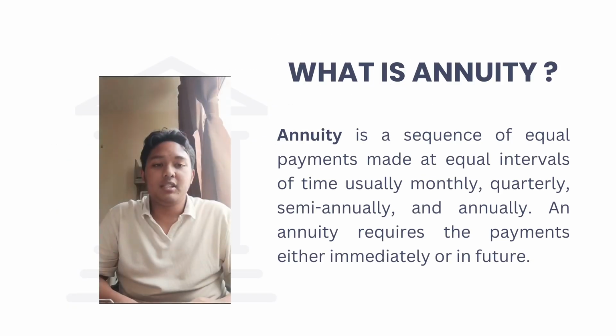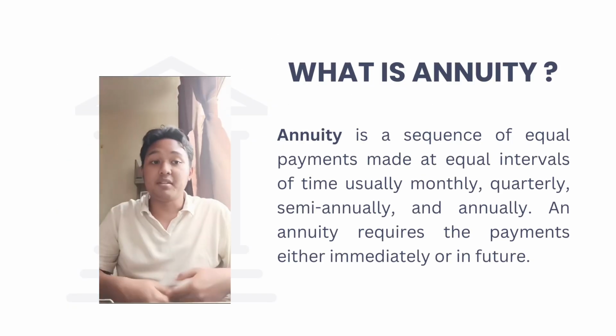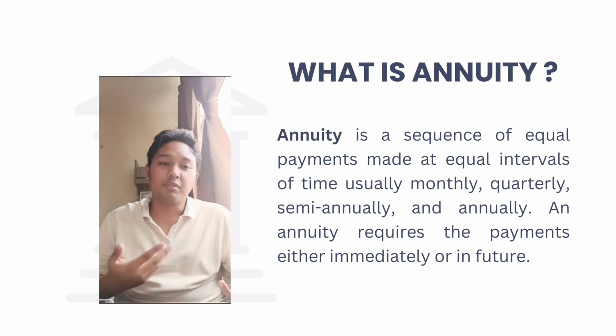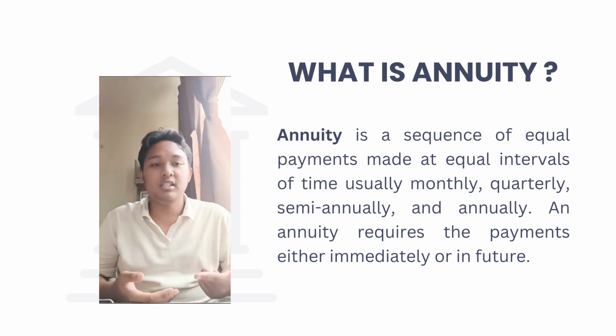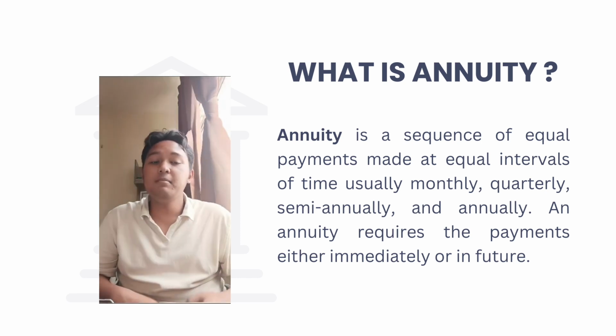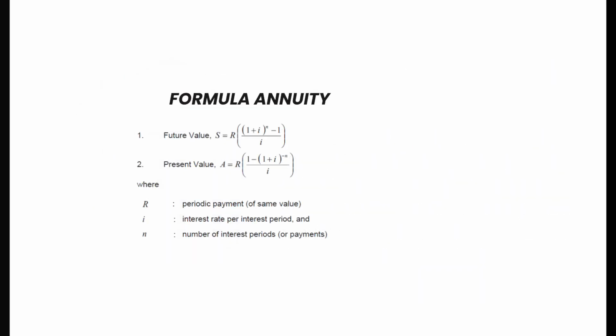What is an annuity? An annuity is a sequence of equal payments made at equal intervals of time, usually monthly, quarterly, semi-annually, and annually. An annuity requires the payment either immediately or in future.